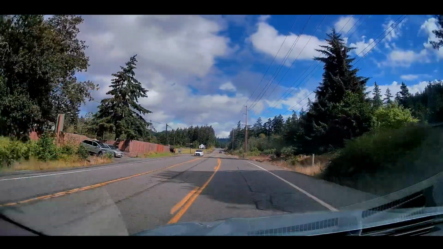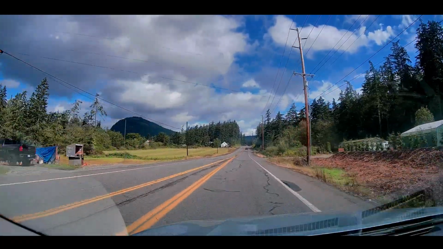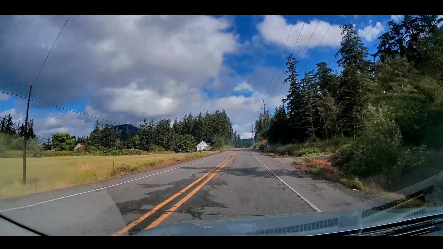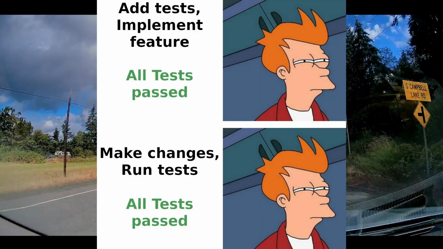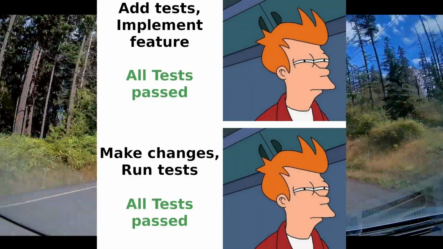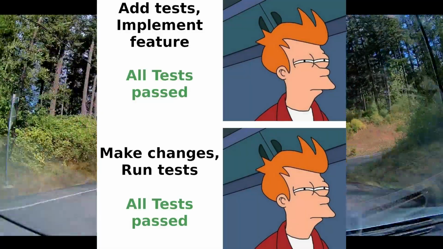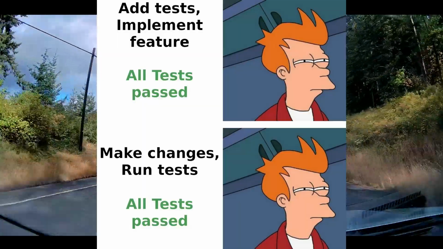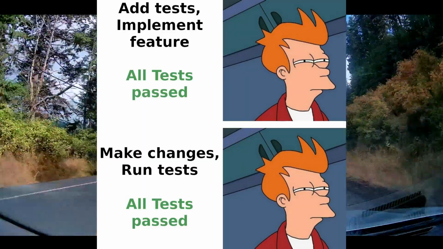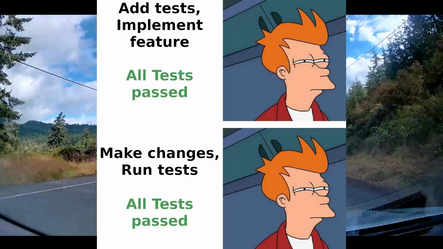Before you get into it, I bring this up because today I was scrolling through Reddit as I do, and I saw a meme on r/ProgrammerHumor. I'll put it up on the screen here so listeners can see. Essentially, it says add tests, implement feature, all tests pass, make changes, run tests, all tests pass. So the idea is to be suspicious of your tests because you're changing things and the tests aren't being tripped. The meme picture has Fry from Futurama looking suspicious.